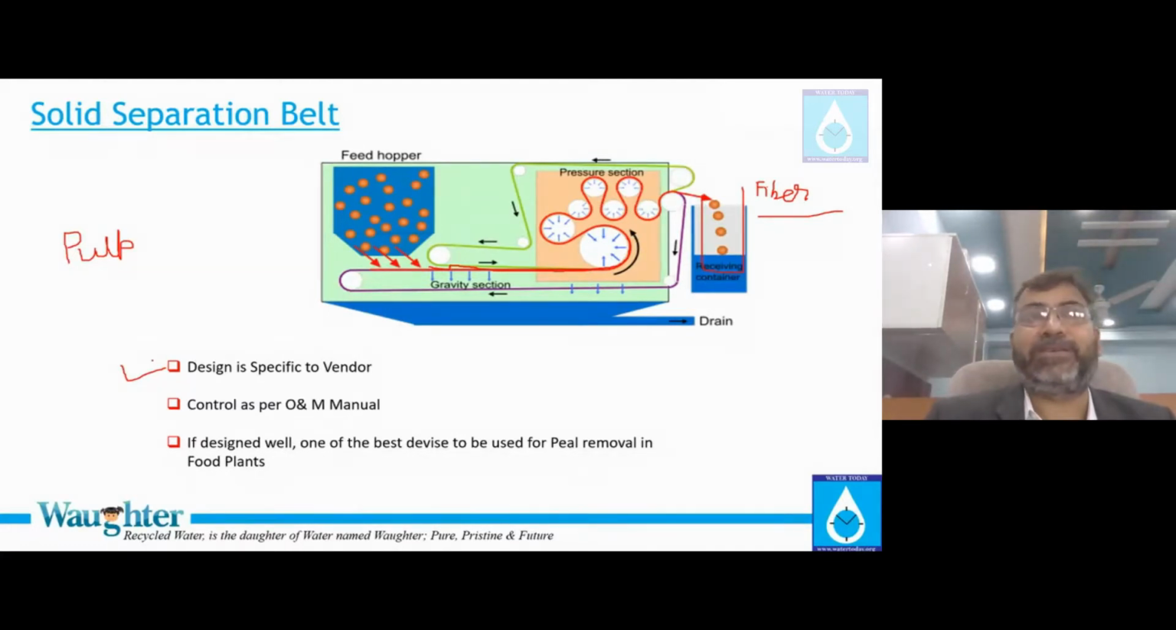Same is the case in the textile industry. But the textile industry does not have fiber as a value back to the process. Why? Because this fiber comes from fabric washing, fabric cleaning, fabric spinning and things like that. So the fiber does not have any value for them, so they will not put this in. But most of the pulp and paper industry put this solid separation belt first in the wastewater treatment facility, and then they go for the wastewater treatment plant.